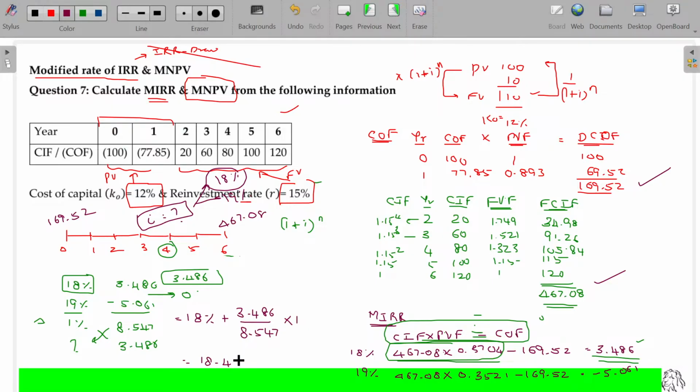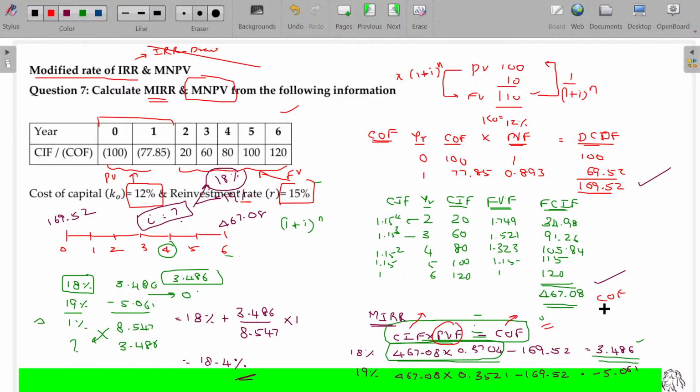18.40 percentage. Clear? In the book we have 18.43, you can go with that one also, no problem here. Clear? Now in the text, how did I solve this? This one is found out.